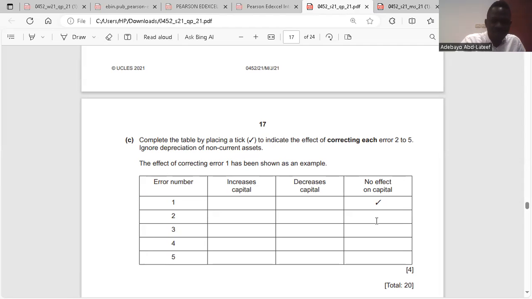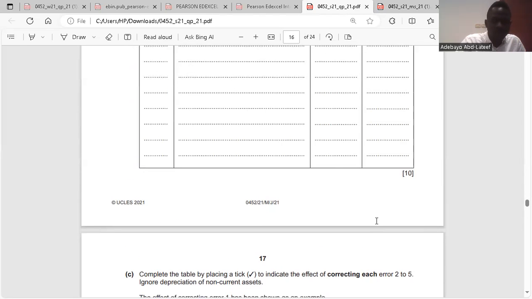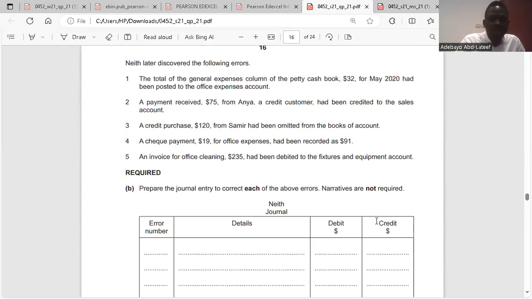The fourth one now. They said a check payment of $19 for office expenses has been recorded as 91. It will increase your capital. And the last one, an invoice of office cleaning, 235, has been debited to the fixtures account. It will not have any effect. Is it clear?